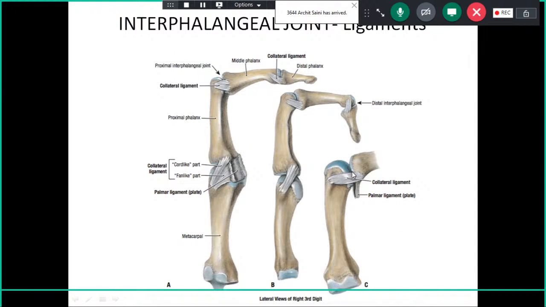Similar thing, the ligaments are seen again, repetition. We have a cord-like part of the collateral ligament, a fan-like part, and this is a palmar ligament or the volar plate. Similar structure in all of this. This image shows flexion at the proximal interphalangeal joint, and flexion at the proximal and the distal interphalangeal joints.